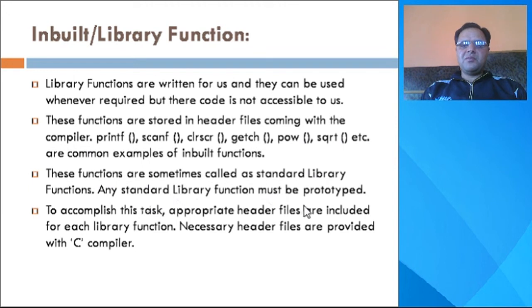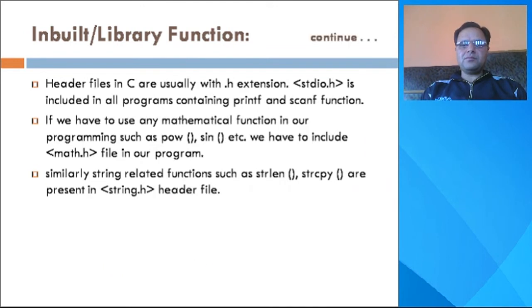Any standard library function must be prototyped. To accomplish this task, appropriate header files are included for each library function. If we have to use the power function or square root function, then we have to include math.h. If we are using clrscr or getch, then we have to use conio.h. Necessary header files are provided with the C compiler.